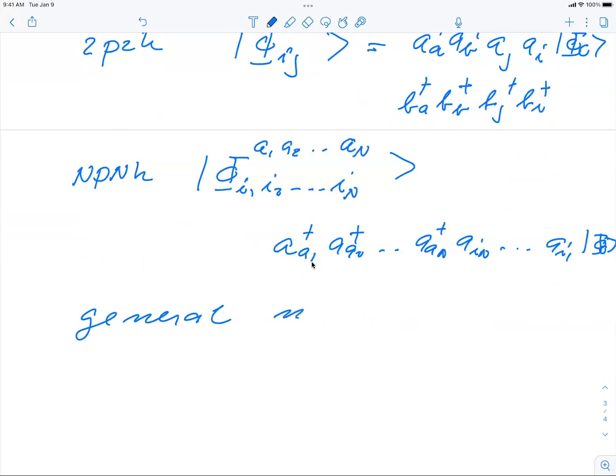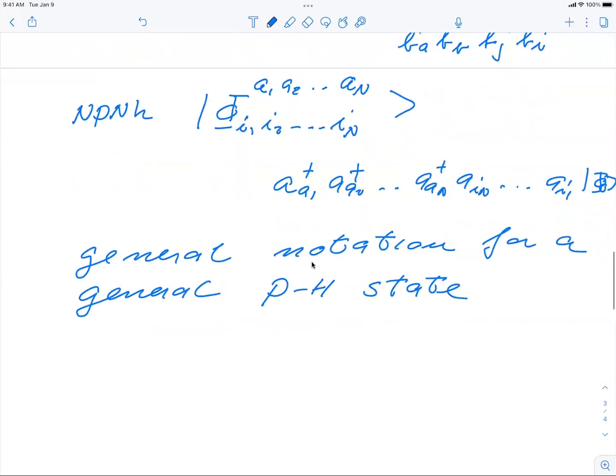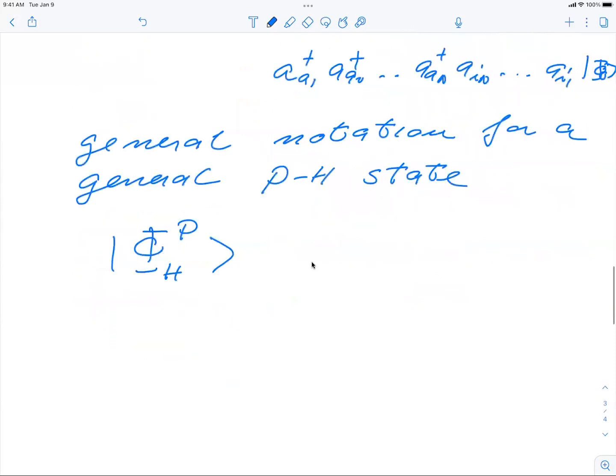So I'm going to use the general notation for a general particle hole state. And I'm not specifying whether this is a one particle, one hole, two particle, two hole, or whatever. Two particle hole state. This is something which I will simply label as a phi of H of P. And you can put in as many as you want. Now, this is just a way to rewrite your total set of basis states or your computational basis.